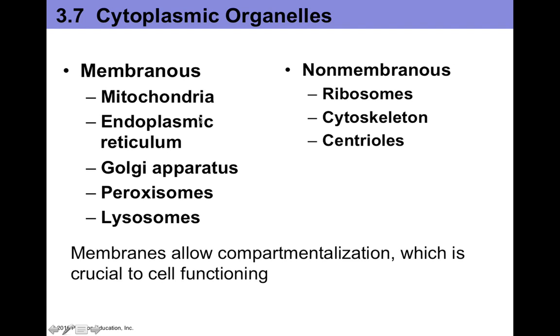Now, the membranes of our organelles allow for compartmentalization, which is crucial for cell functioning, because often what goes on inside of the membranous organelles you wouldn't want necessarily just to be leaking out inside of the cytoplasm. So it's important then to compartmentalize these functions in order to maintain stability and structure within the cell.